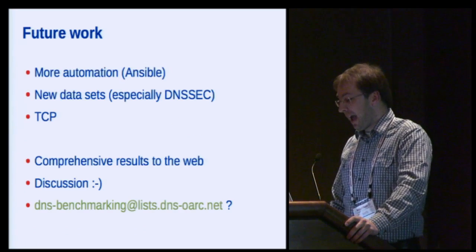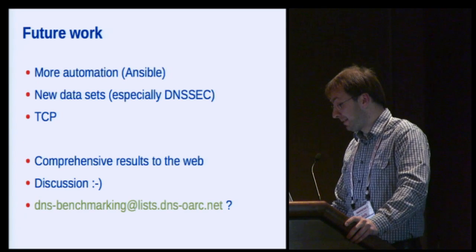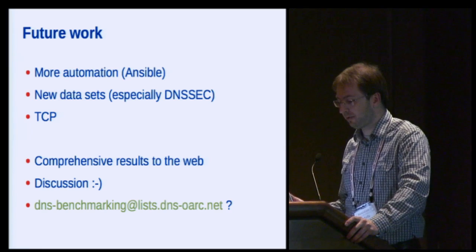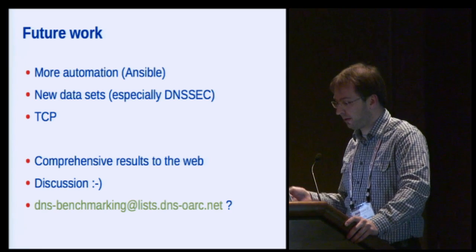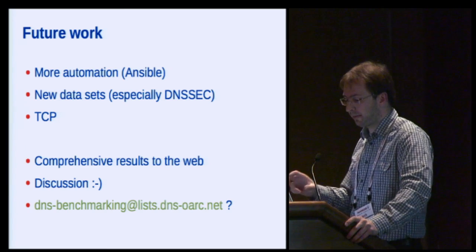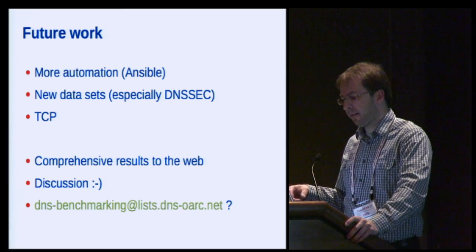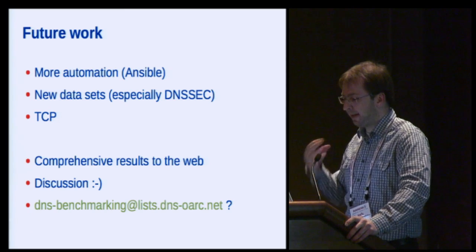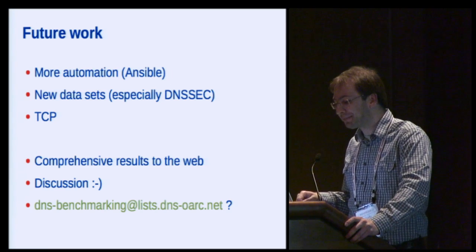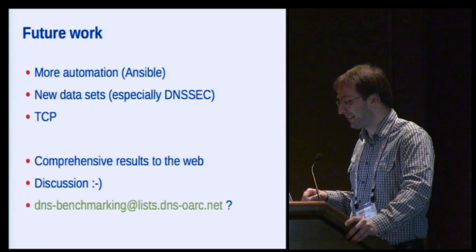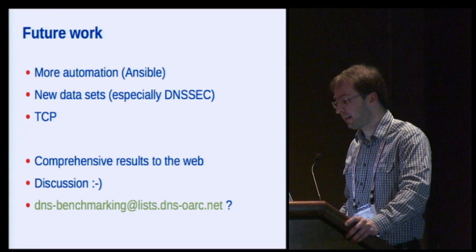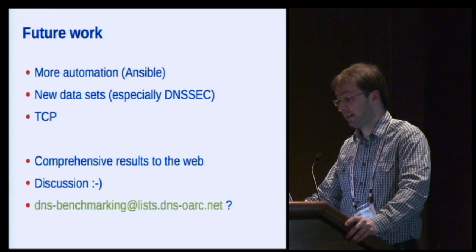So, what are we going to do in future? We would like to add more automation into the system. Actually, now it's all shell scripts and Python, and the interaction among servers is done via SSH, and we are thinking about using Ansible instead of those ancient tools. And we would like to add new data sets, especially for DNSSEC, or especially because of DNSSEC.